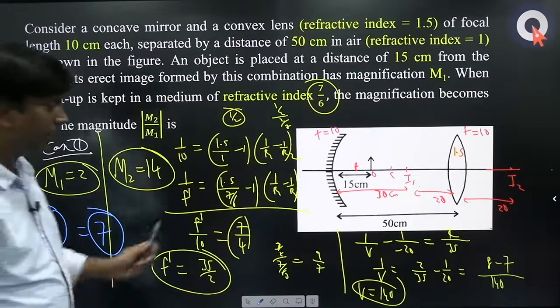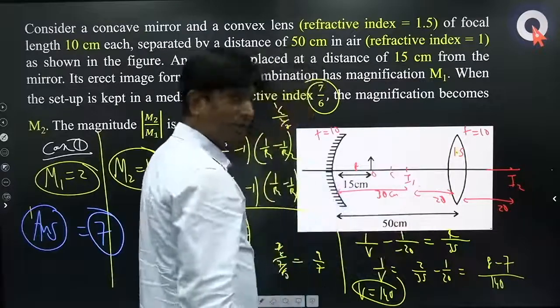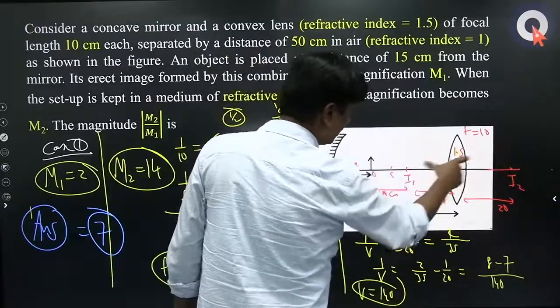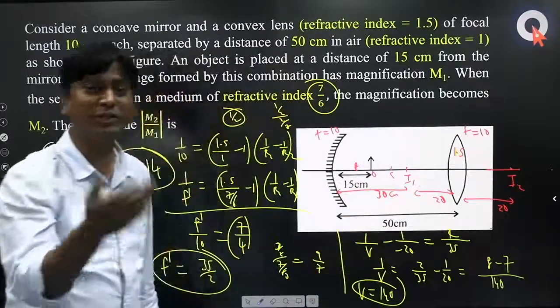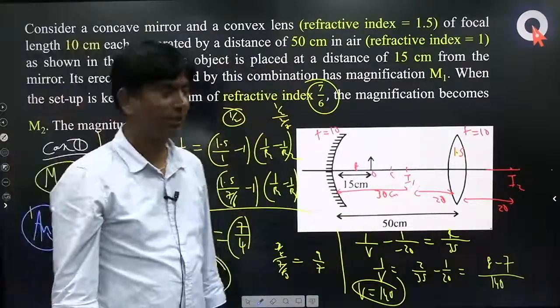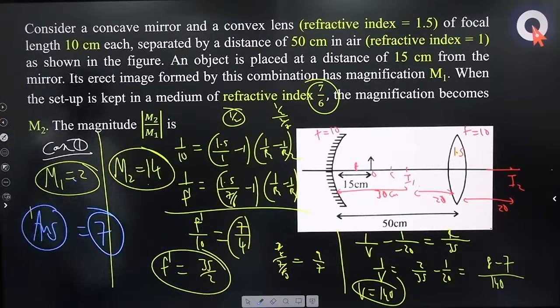Right. So the second time, in the second case, because of a lens you are getting 140 by 27 times, and because of a mirror 30 by 15, 2 times. So total magnification will be 2 into 7, 14 times, right? So that is why you are getting M2 as 14, M1 is already 2, so that is why M2 by M1 is 7, right? Done. So we'll move on to the next question.